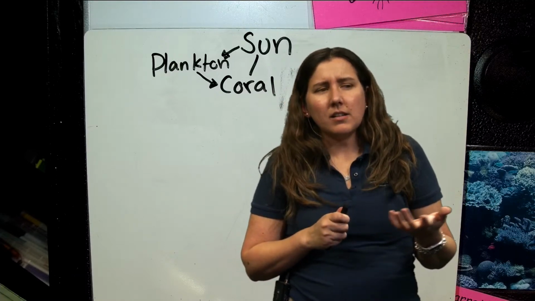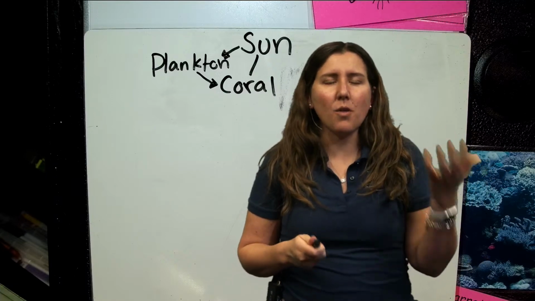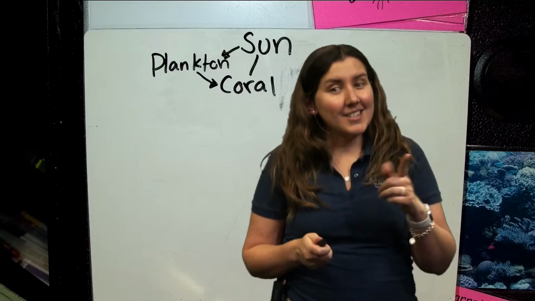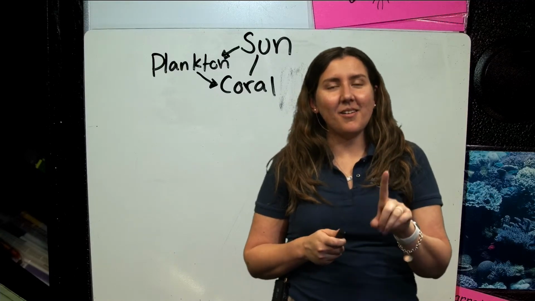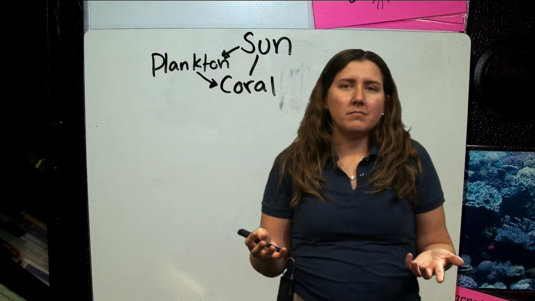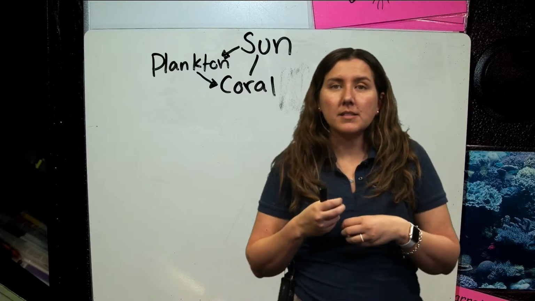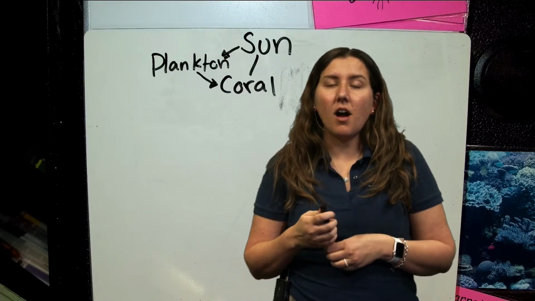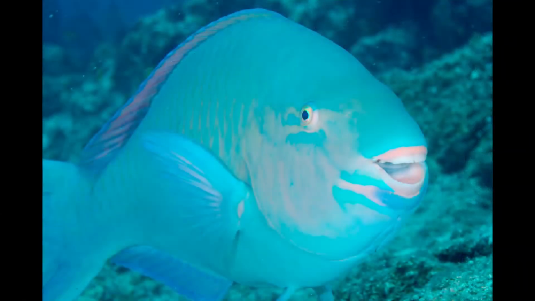So because it has that rock-like structure, there's no way any animals eat it, right? Who wants to eat a rock? Except we do have animals in the coral reef that eat coral. Now their goal isn't to eat rock, right? But they want the little polyps that are inside of that hard coral. And one of those animals is the parrotfish.